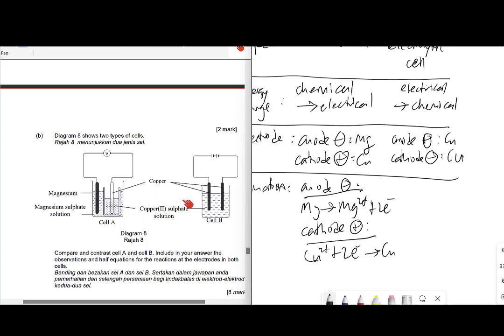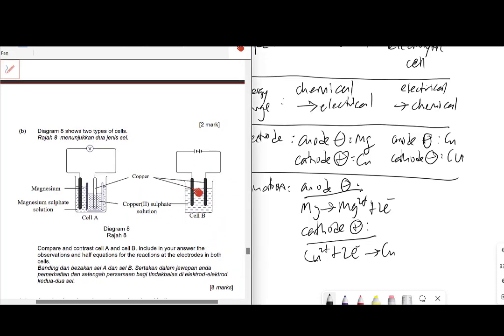Okay, now we move on to cell B. Cell B, we have copper(II) sulfate solution. So means we have Cu2+ ion, SO4 2-. We also have the ones that come from water, so H+ and OH-. Okay, do the same thing here. We try to dissect what happened.